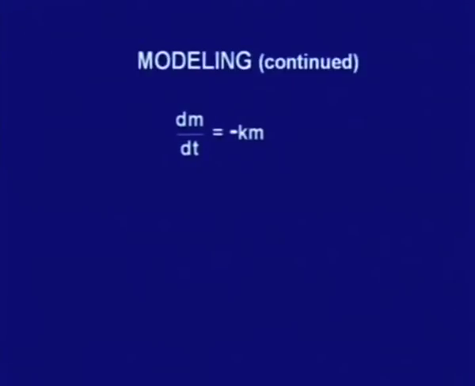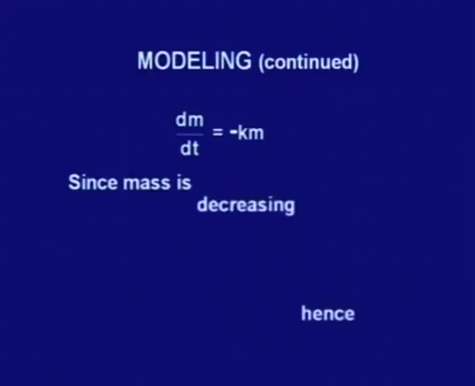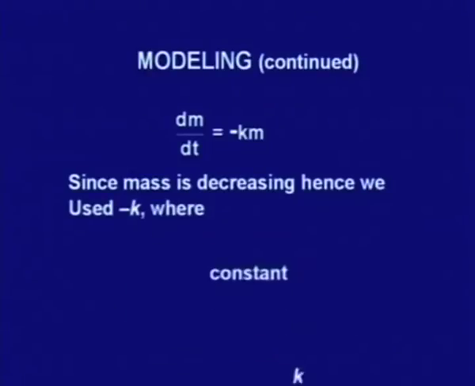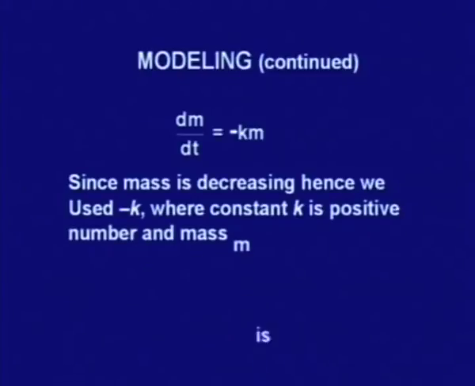Now, see, here I have used a minus sign. Why? Whatever be the mass present in the isotope, it will always be a positive number, and it is decreasing. k I have used as a positive constant. So, I have to use the minus sign, because as time changes, the mass is decreasing. So, the rate of change should be negative.